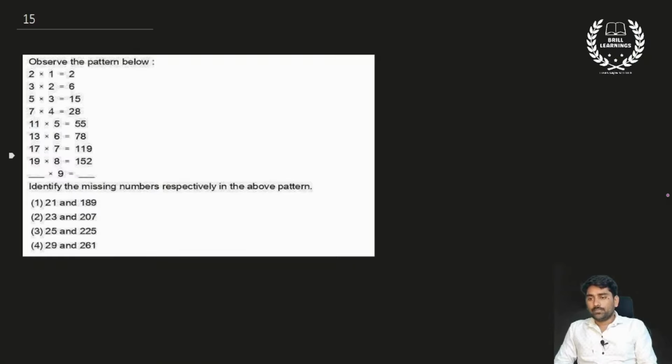They have given a pattern here. So if you observe, the first numbers all are prime numbers. That means you will get here after 19, 23 is our prime number. So second one is the answer.